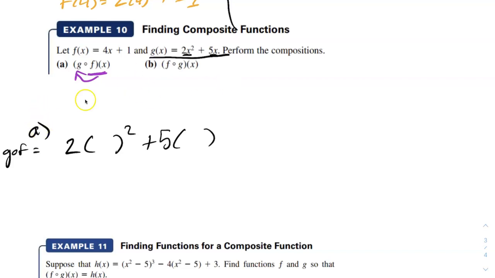Right? Because that's what g is. G is 2 times something squared plus 5 times something. What's the something I'm plugging in? That function, which is 4x plus 1. And you could simplify if you want to. I'm going to leave it like that because I think that's the way the book leaves it. So you get something like this. Right? I'm plugging the f function into the g function.